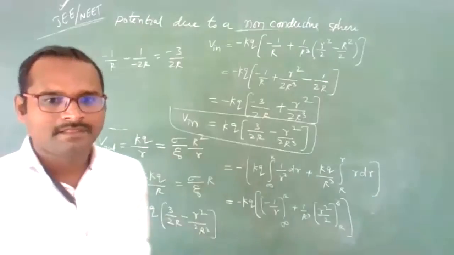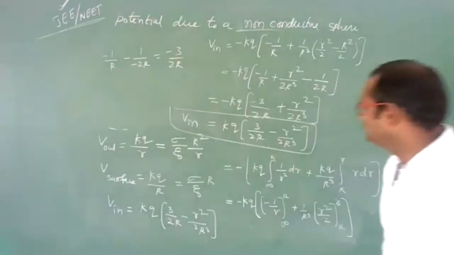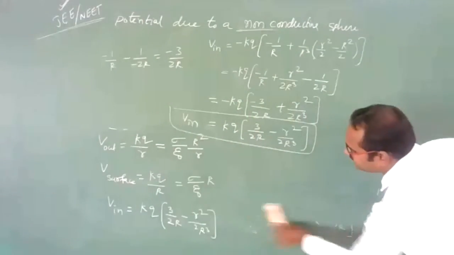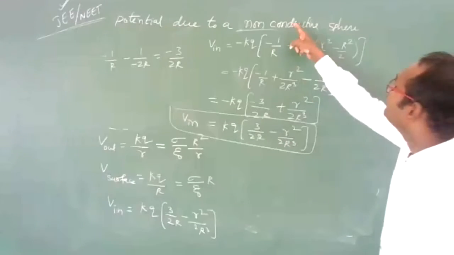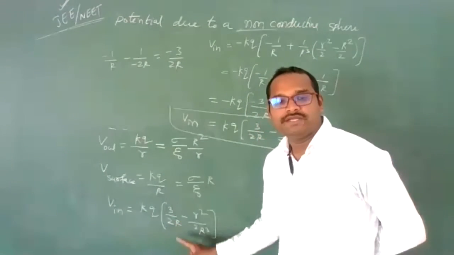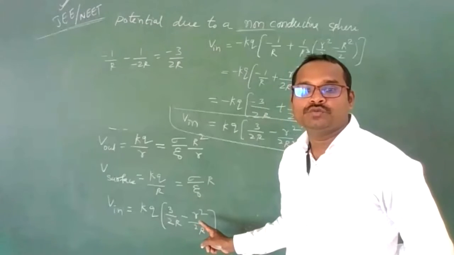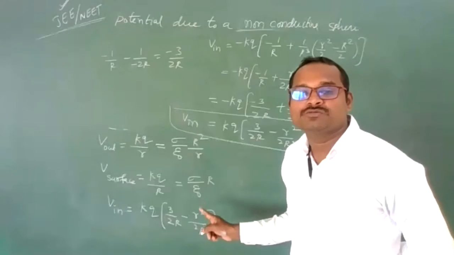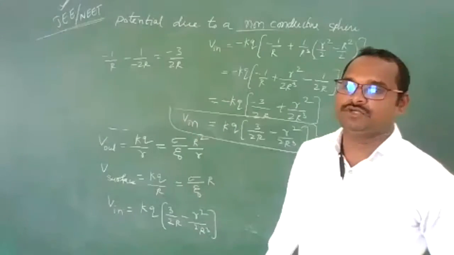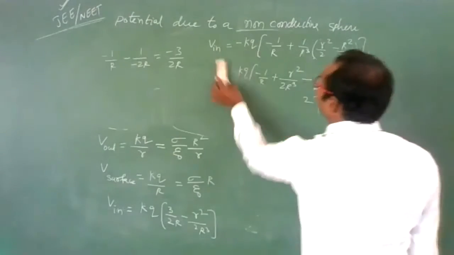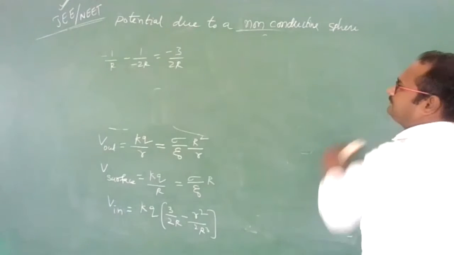Okay, so remember this value. Clear, students? The potential at an inside point due to a non-conducting sphere is kq into (3/2R minus r cube divided by r square divided by 2 capital R cube). Here small r is less than capital R. You must remember that. Now, for example, I want it at the center.